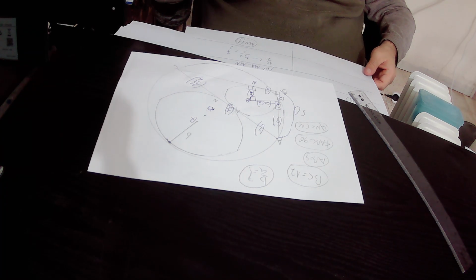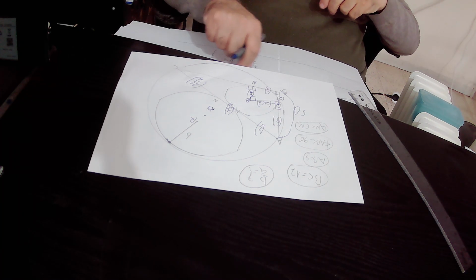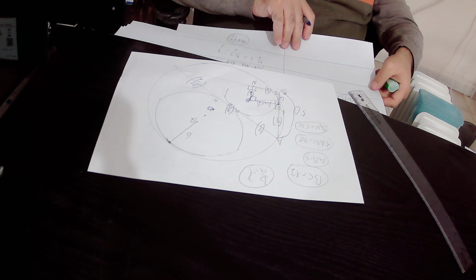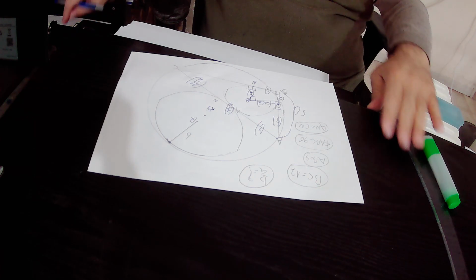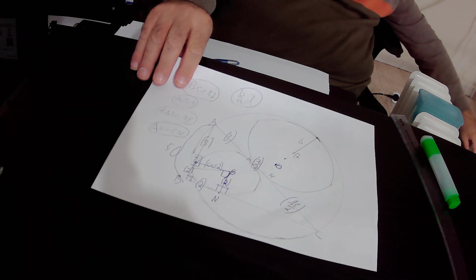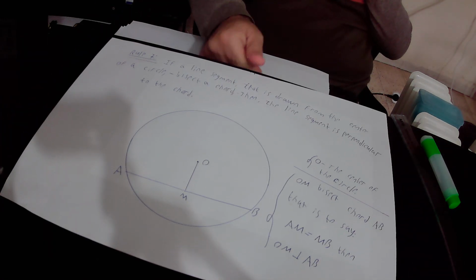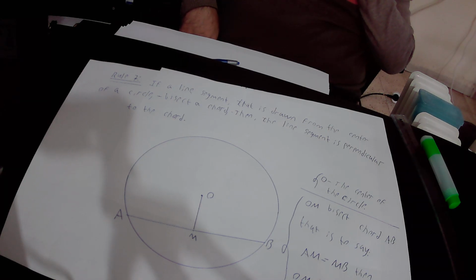In the next step, I will present to you a new rule, number 7, and we will implement rule number 7 in our drawing. According to rule number 7, if a line segment that is drawn from the center of a circle bisects a chord, then the line segment is perpendicular to the chord.